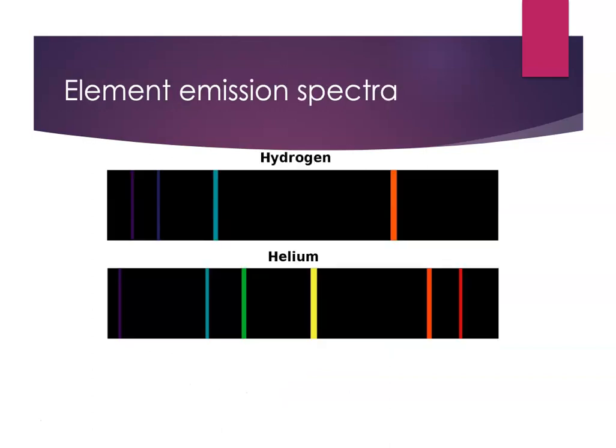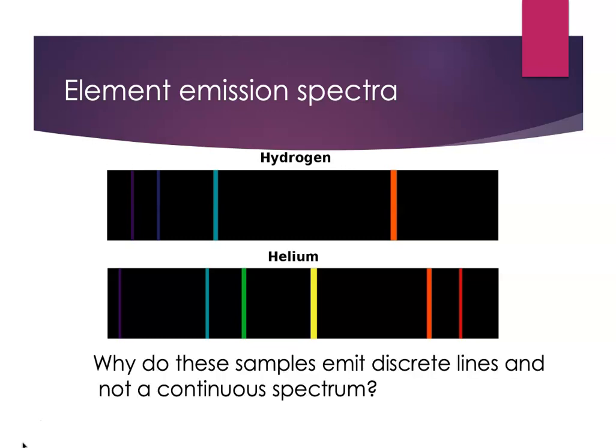However, if we take light given off in a gas discharge tube containing an element, we don't see the full spectrum. We see these bright lines, only certain wavelengths being given off. And so the question becomes, why do these samples give off these sharp, discrete lines and not a continuous spectrum? There was a lot of question about this, and exploring these spectra and trying to make sense of them brought about a lot of important advances in our understanding of atomic structure.